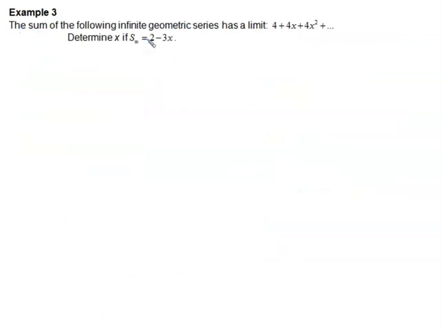And then finally, the sum of the following infinite geometric series has a limit. So they're giving you your geometric series, and they want to know what x is if the sum of the limit is 2 minus 3x. So essentially, we have the 2 minus 3x, and we know the first term is equal to 4. We want to know the value of r here, and you could write that as x if that makes life easier, but I'm going to multiply both sides by that 1 minus r to get rid of that in my denominator.